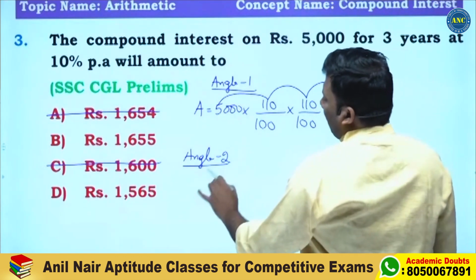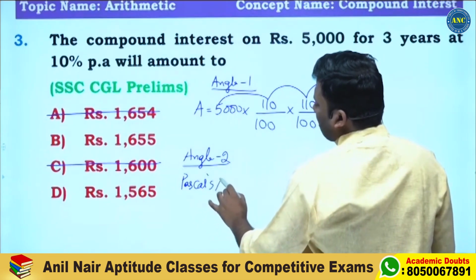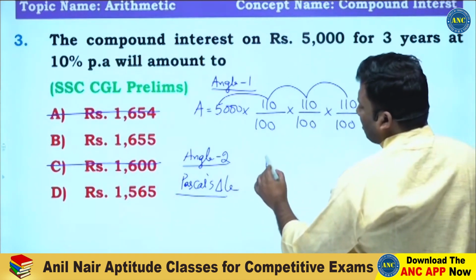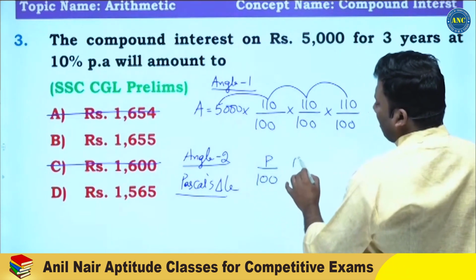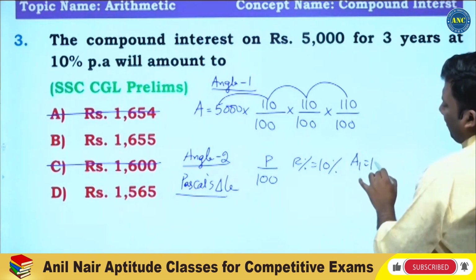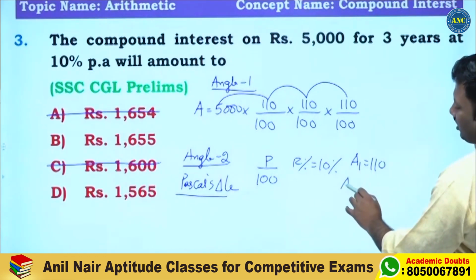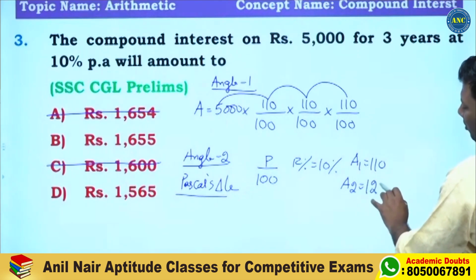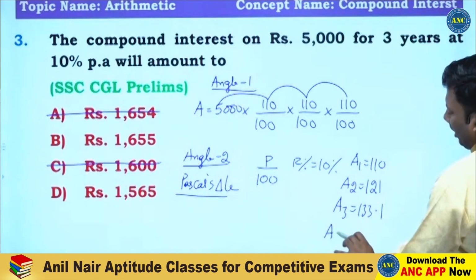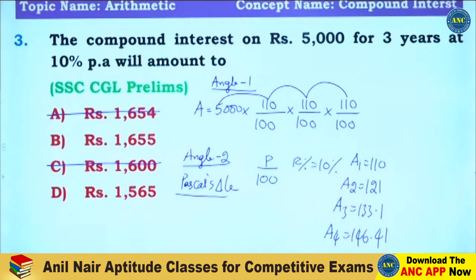One way to look at it is by using Pascal's triangle, which I discussed in the compound interest introductory session. What is Pascal's triangle? If the principal is 100 and R is 10 percent, the amount for the first year will be from the coefficients of A plus B power 1. Then A plus B whole square, A plus B whole cube, and so on up to power 6, which gives 146.41. This is what we discussed.